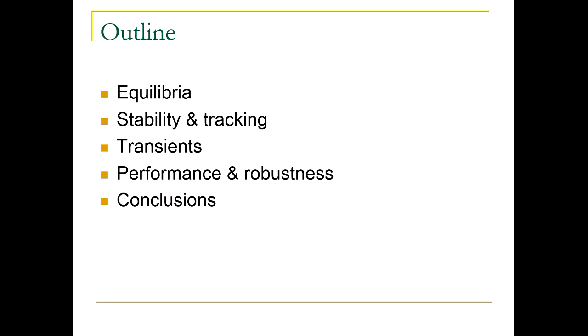So here's the outline of the lecture. First, we'll talk about equilibria, then stability and tracking, transients, performance and robustness, and conclusions. So we will dedicate a few slides to each of these, in some cases present examples, and just try to get the intuition behind these concepts. Later on, they will be mathematically precisely defined, right? But in this lecture, I want you to get the intuition right.